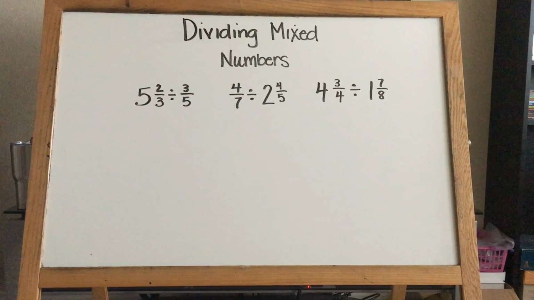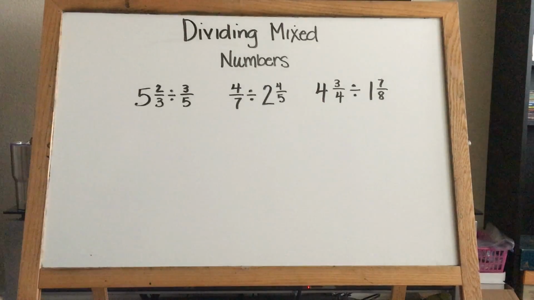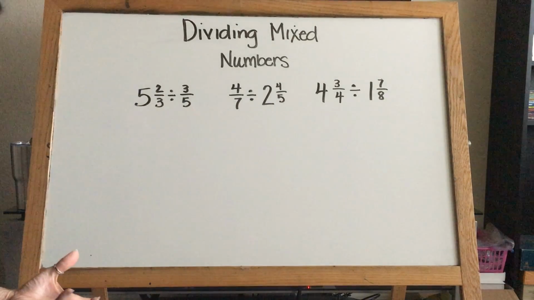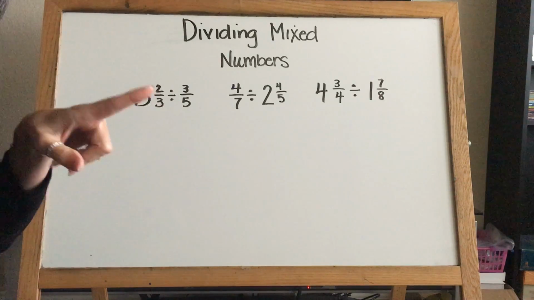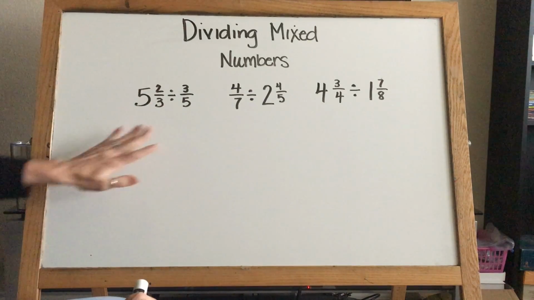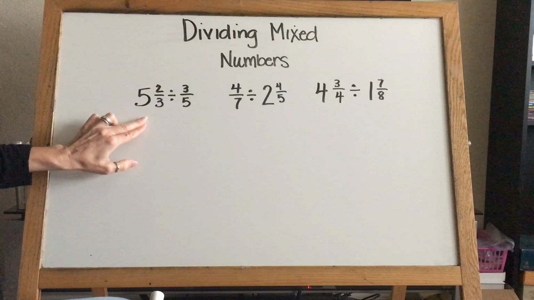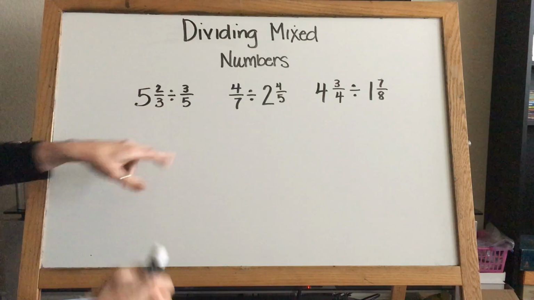Okay, we're going to divide mixed numbers. So again, the process is exactly the same as multiplying by mixed numbers, except for there's going to be one extra step because we're dividing, okay? So we're going to start here. We've got a mixed number divided by a fraction, okay?